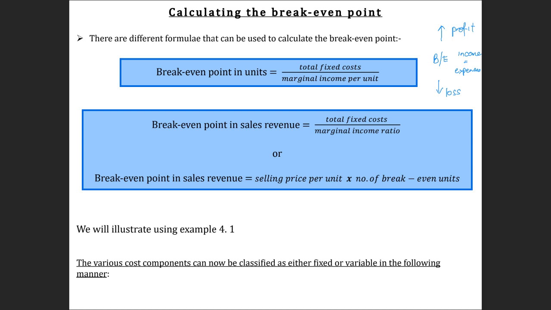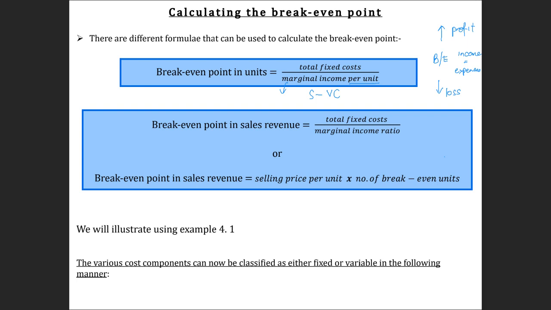So here, the break-even point in terms of units being produced is calculated as the total fixed cost over the marginal income per unit. So your marginal income per unit, remember, I said to you on the previous page, is calculated by the selling price per unit, because it's per unit in the denominator, minus the variable cost per unit. So that's your break even in units.